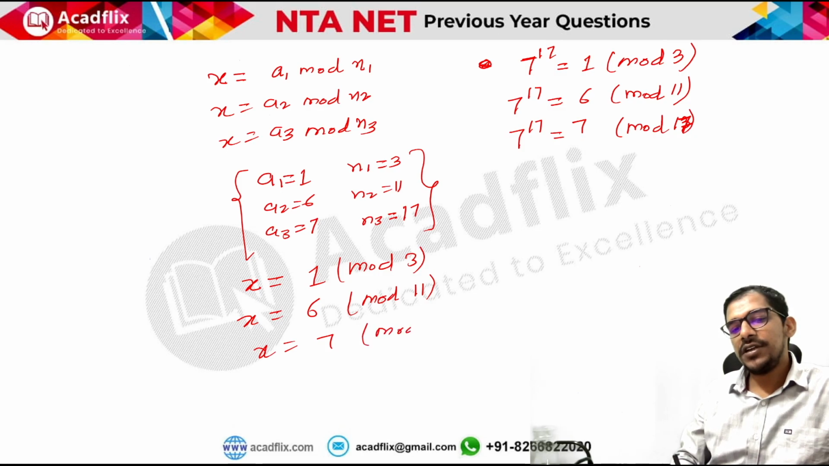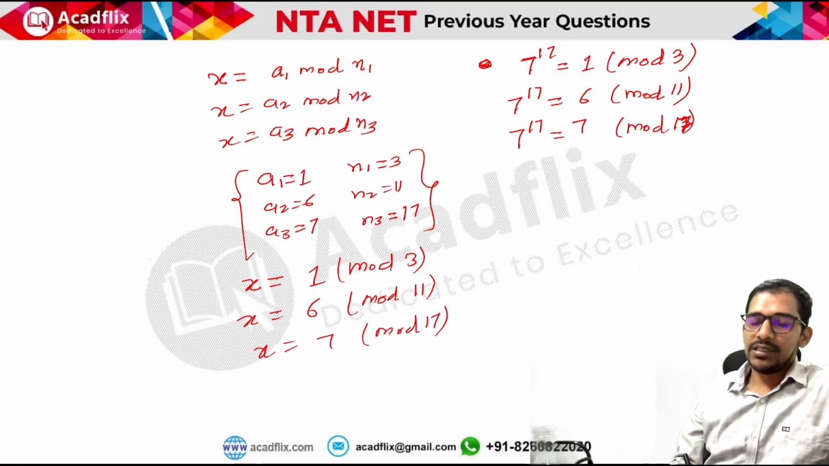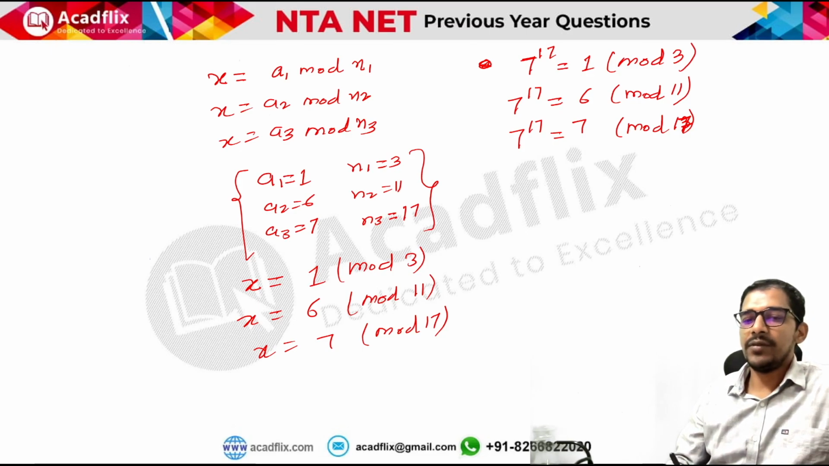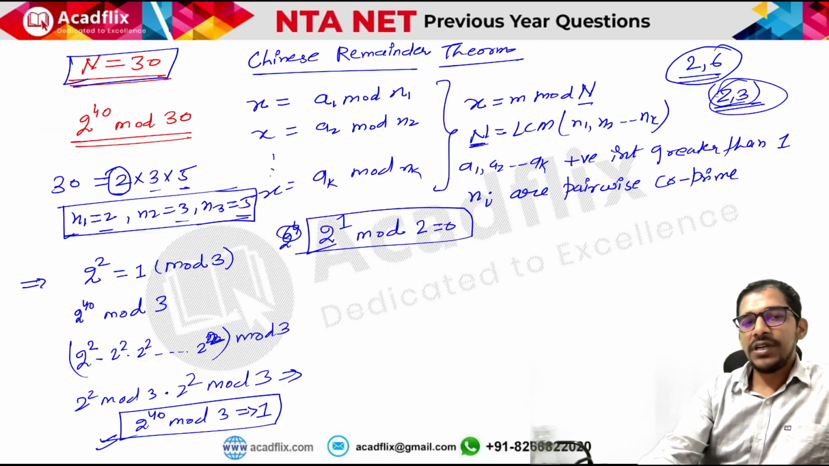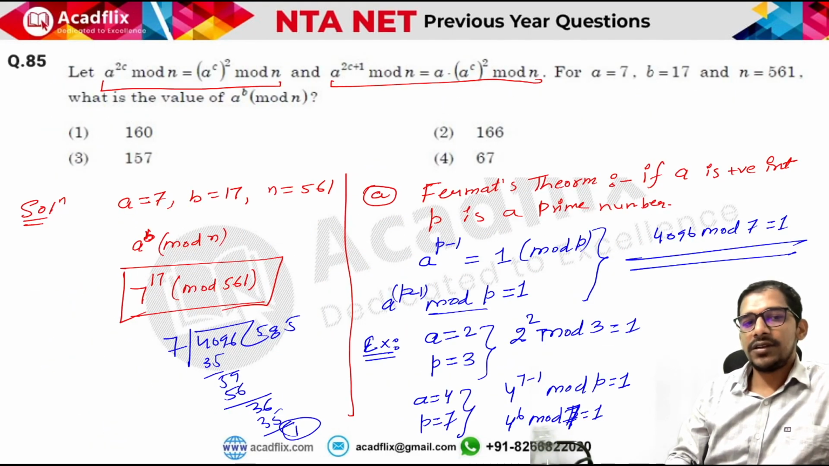So you just need to find a number which, if you divide by 3, gives a remainder of 1, if you divide by 11, gives a remainder of 6, and if you divide by 17, gives a remainder of 7. Because this is an objective question, you can directly try with the options.